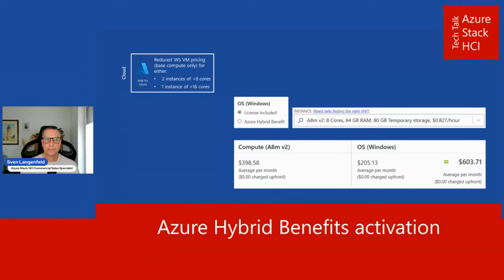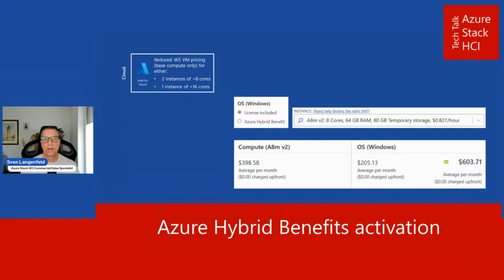So the benefit is the following. If you have Windows Server Datacenter plus Software Assurance for, let's say, 72 cores, you can use these 72 cores of Windows Server in Azure as well. So additionally to the usage on premises.